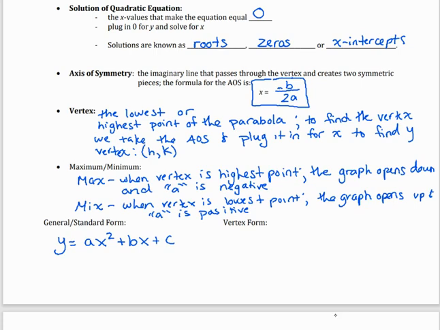We also have vertex form, which we'll look at a little bit, but we'll look at that further on in the course as well. And that's in the form of y equals A times x minus h all squared plus k.